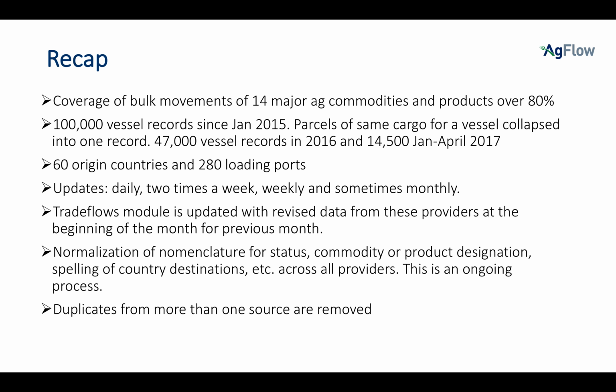To recap this, we are covering 14 major commodities and products in the bulk movements, and we were over 80%. We have 100,000 vessel records since January 2015, and we do make an effort to collapse vessel cargoes when they are the same. In other words, if there's five or four holds in a ship and it's all corn, we collapse it into one record. If it's corn and soybeans, then it becomes two records.